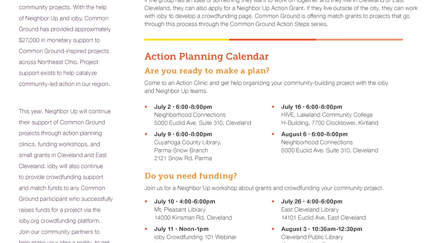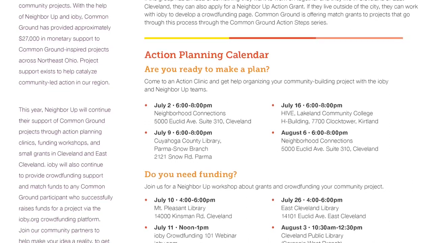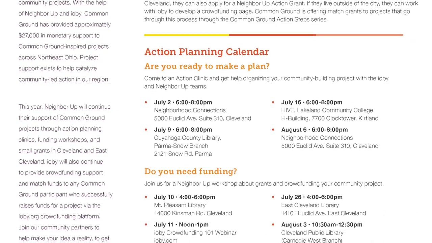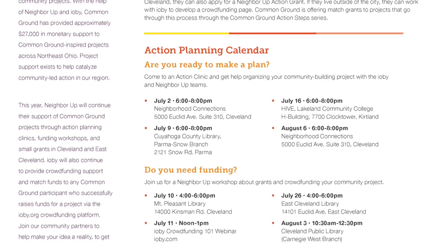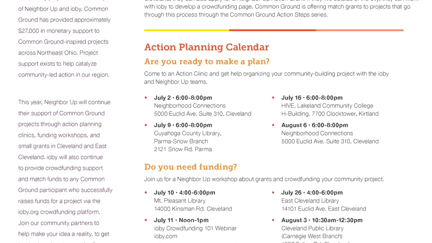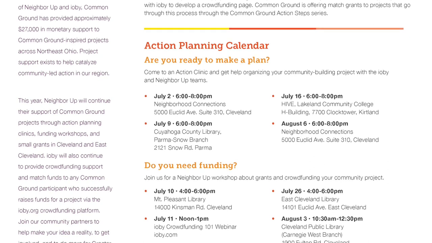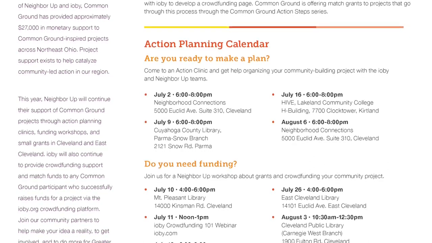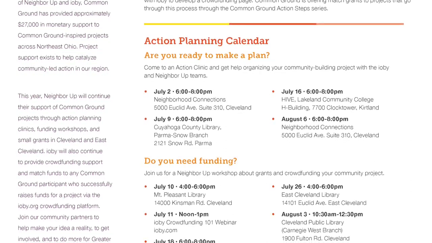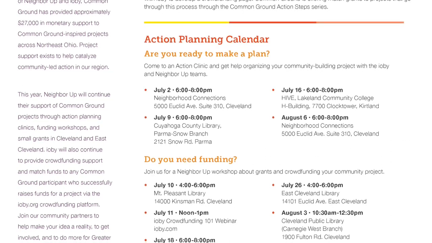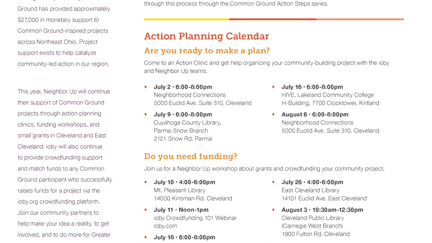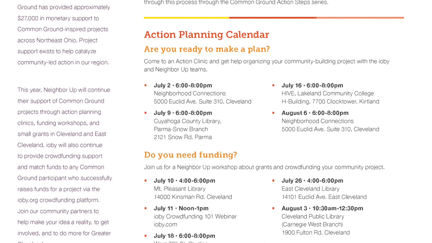And so people who are in Cleveland and East Cleveland, if you're having your conversations there, or you know that people in your conversations live in Cleveland and East Cleveland, then they can participate in that round of funding in order to apply for funding for the things that they want to put into action. If they are outside of Cleveland and East Cleveland, or even if they are in Cleveland and East Cleveland, another option is IOB. And also, you'll see under Do You Need Funding that there is an IOB Crowdfunding 101 webinar on July 11th. So that will be hosted by yours truly. And we will have the link for sign up very, very soon. I'm learning the system.